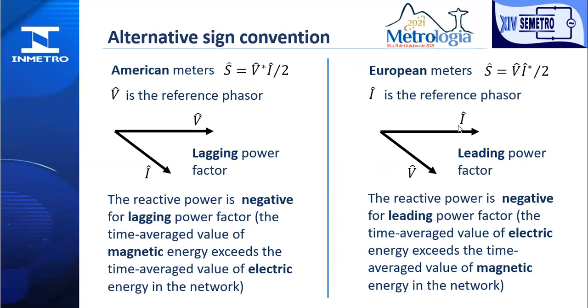The current is the reference phasor. You can see here an example of the leading power factor, where the voltage lags the current. The reactive power is negative for leading power factor. Look here, the reactive power is negative for lagging power factor. And the time averaged value of the electric energy exceeds the time average value of magnetic energy in the network for a leading power factor, of course.